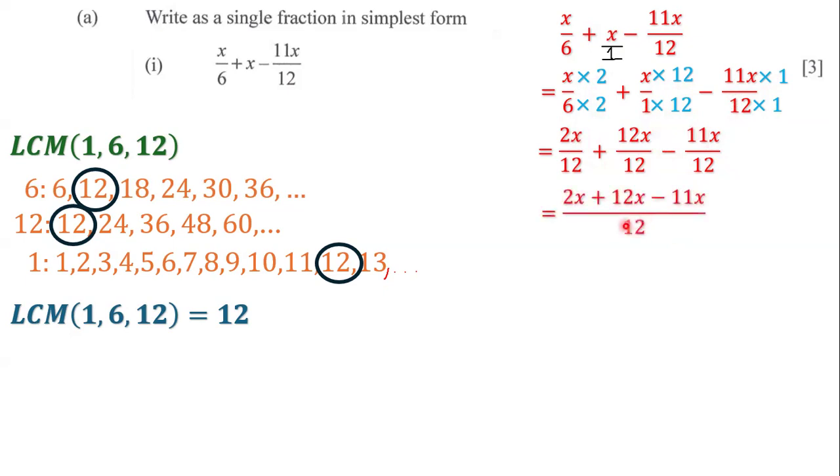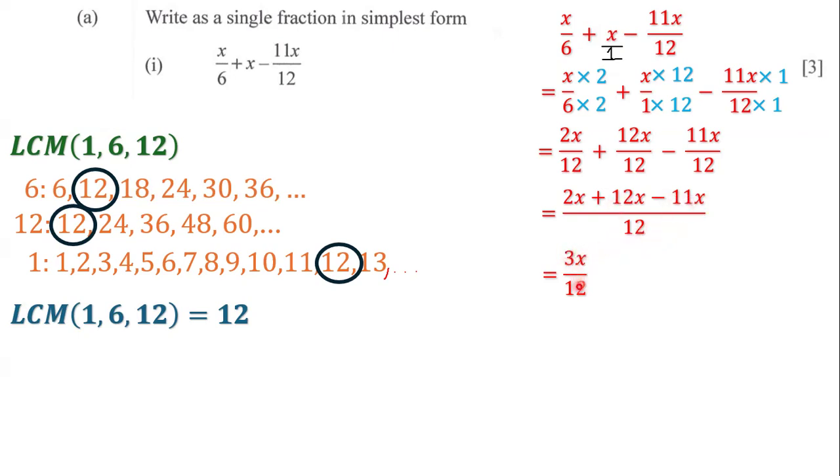And so the denominators are all the same. So the denominator is just 12, right? So we keep the same denominator, which is 12. And that is great because now we can operate on the numerators. So we have 2x plus 12x minus 11x. And if we do 2x plus 12x, that gives us 14x. And we have 14x minus 11x. That's going to be 11, 12, 13, 14. And so that's going to be 3x because 14x minus 11x is 3x.